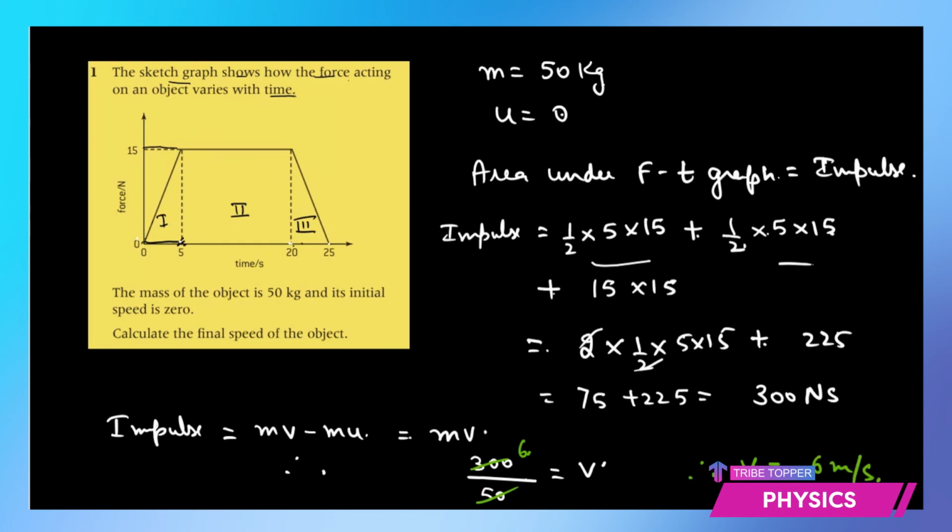So this is how we can use impulse to find the change in momentum, a change in velocity, or the final speed, any one of these.